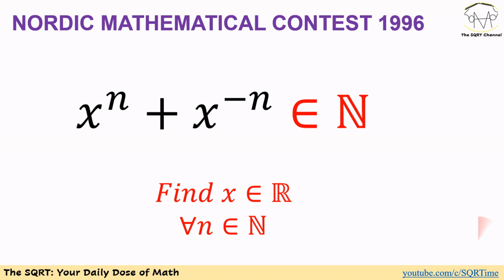In this video, we are going to talk about a problem that we got from the 1996 Nordic Mathematical Contest. In this problem, we have x to the power of n plus x to the power of minus n, and we want to find all x belonging to the real numbers, where for every n belonging to the natural numbers, the value of x to the power of n plus x to the power of minus n is a natural number. Before moving forward to the solution, make sure that you pause the video to think about this problem.